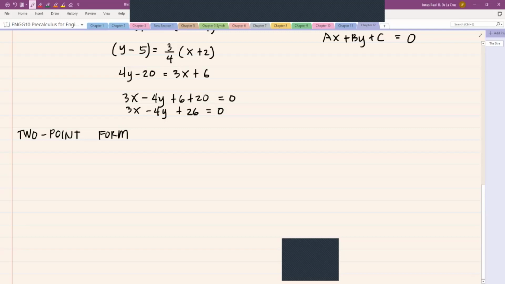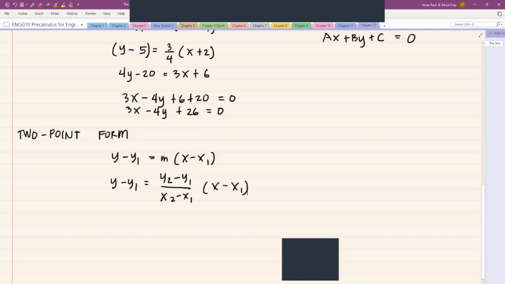Okay, remember, yung point-slope form natin ay y minus y1 is equal to m times (x minus x1). So sa 2-point form, since hindi given yung slope, substitute lang natin yung slope na (y2 minus y1) over (x2 minus x1) times (x minus x1). So basically parehas lang, yung pinalitan lang natin ay yung slope, the formula of the slope.